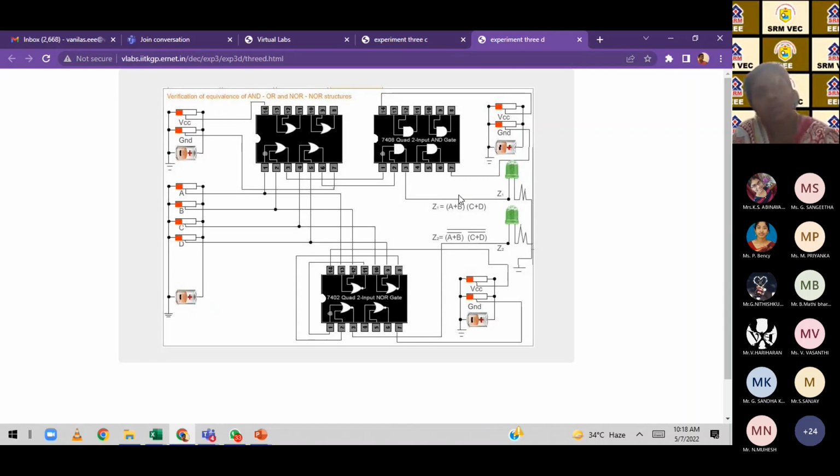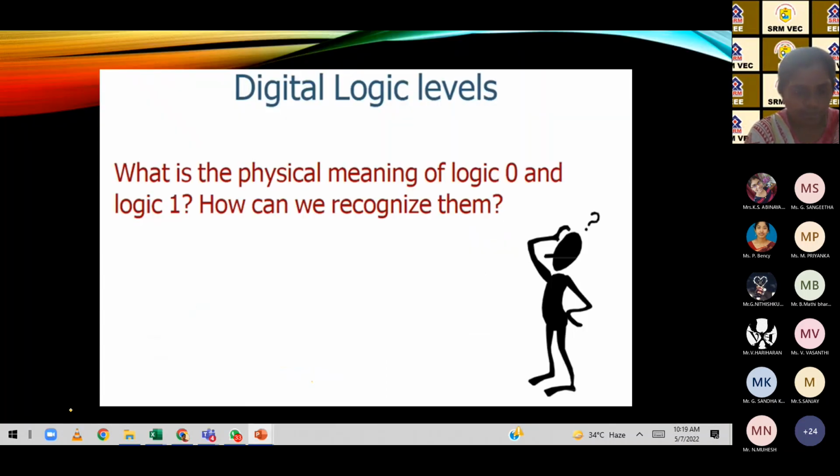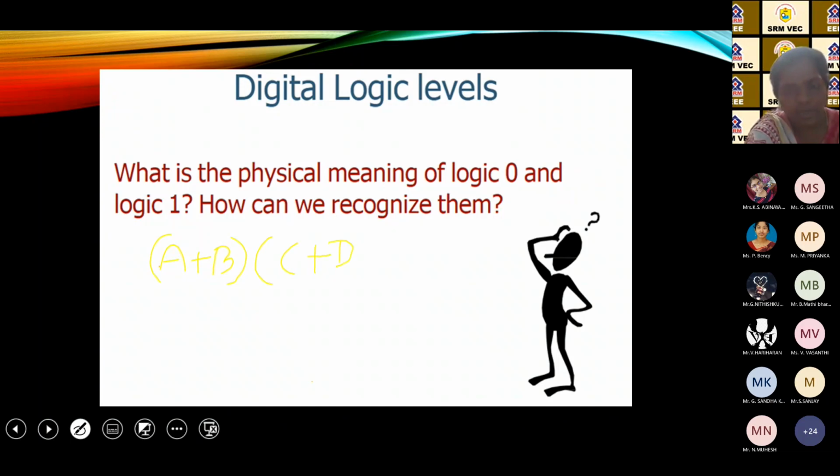When you want to implement that using only the NOR gate, then you can go for (A+B)' and (C+D)'. So here (A+B)·(C+D) is equivalent to ((A+B)'+(C+D)')', the whole bar.